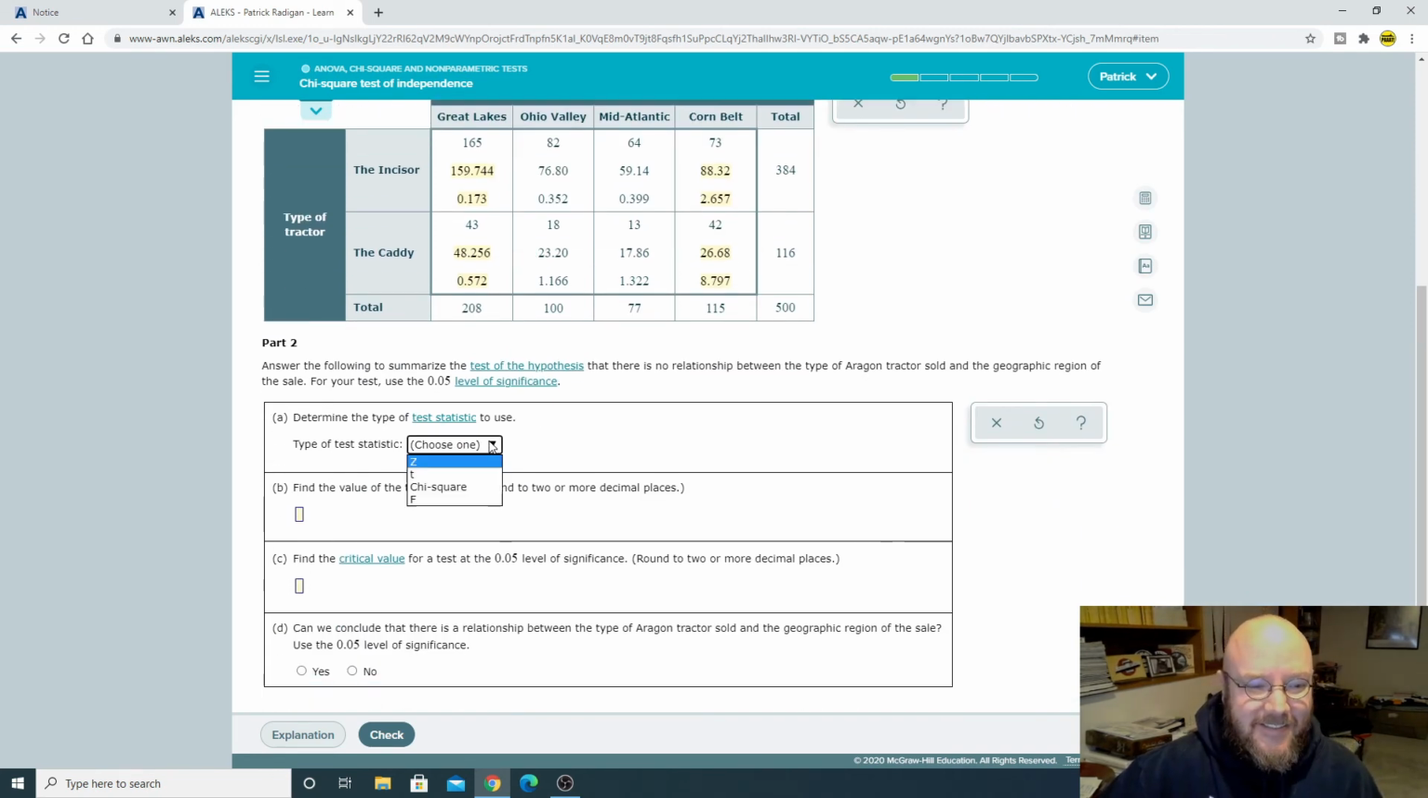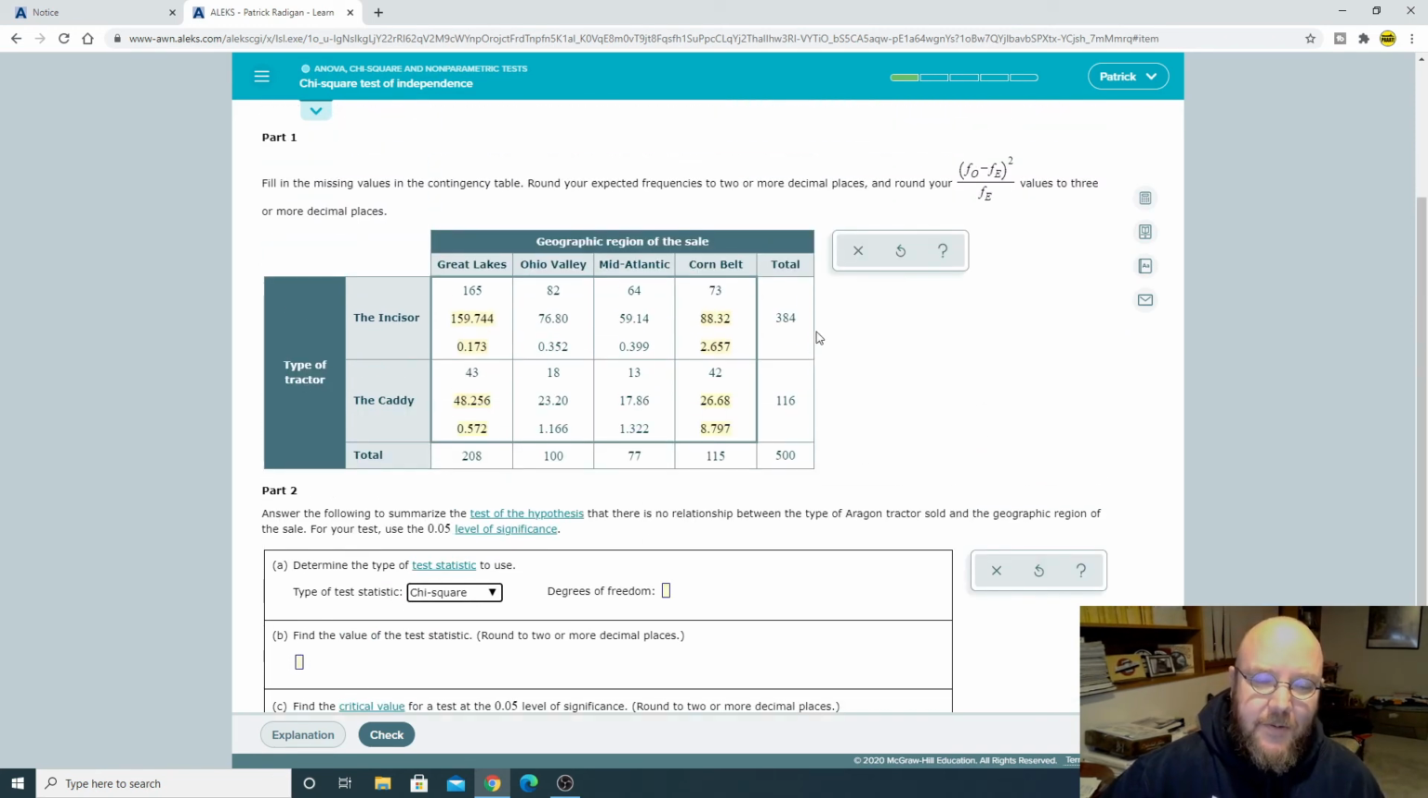All right, test statistic on this one, chi-square. And remember, degrees of freedom is categories minus one times rows minus one. So we have one, two, three, four categories. So four categories minus one gives us three. And then two rows on this, two minus one gives us one. Three times one is three. So 3 degrees of freedom. And that's the thing that most people get jacked up on with chi-square, especially when you're dealing with rows and categories.